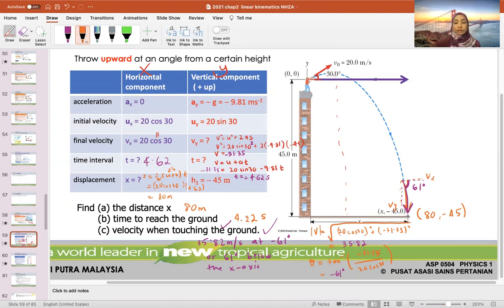Okay, so I think we already solved this one. It looks slightly harder, but actually it's the same. The approach is exactly the same, but this time they did not ask you for the maximum height. If they ask you for the maximum height, use the same approach, v equals 0. It still applies here.